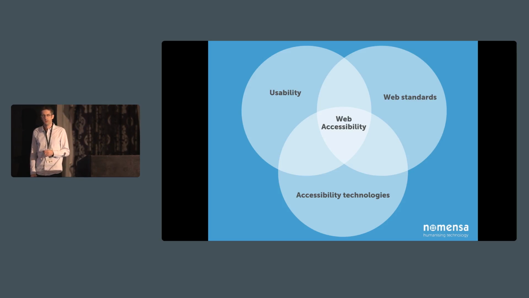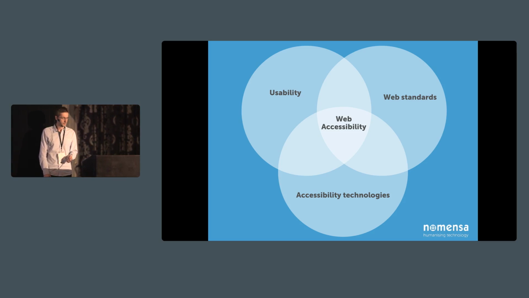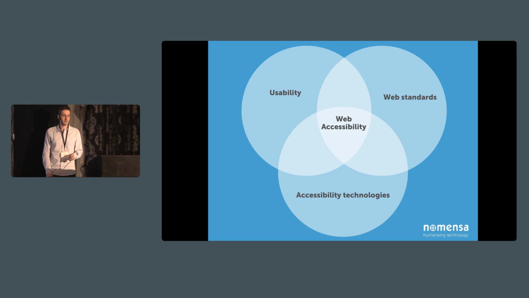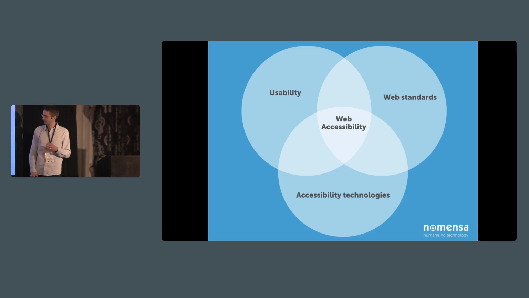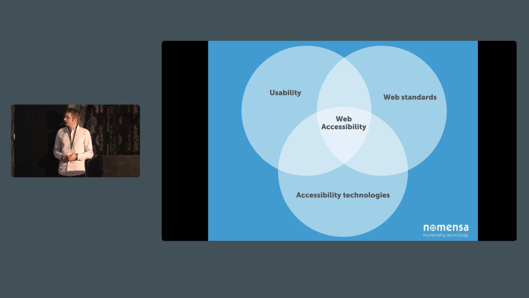To introduce myself, I'm Alastair Campbell, Director of Accessibility at Nemensa. I have what you might think of as a UX background, but I'm old enough to think of that as usability. It was in those days. And this is roughly how I think about web accessibility. It could be seen as usability for a particular audience who have particular technology needs. But the web standards aspect of that comes in very useful in terms of making sure you have consistency across sites in how accessibility is done. So every site doesn't do it differently. It also works as quite a good representation of my knowledge base.